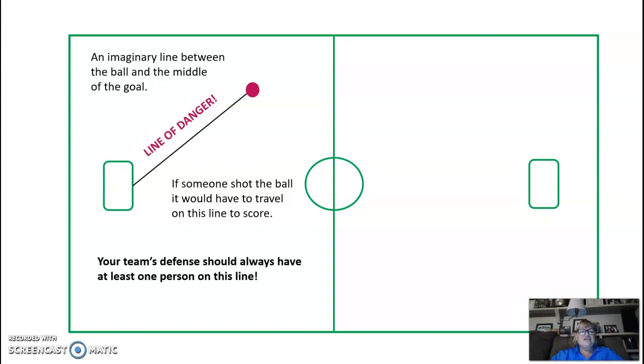Your team's defense should always have at least one person on this line. Okay, so now I've got a blue player there who is on the line of danger, and that means the ball would have to pass through them to score. So they're in a good position to block that shot and send the ball the other way.